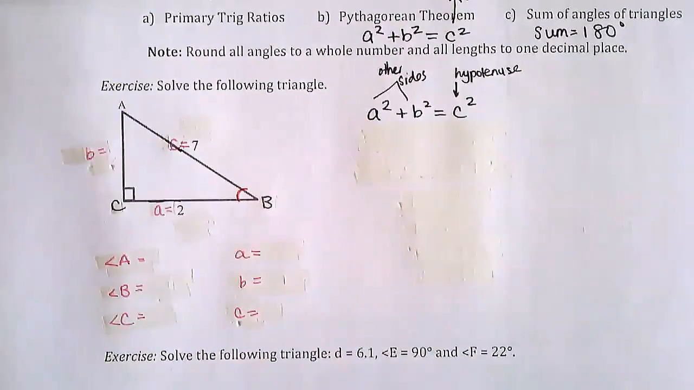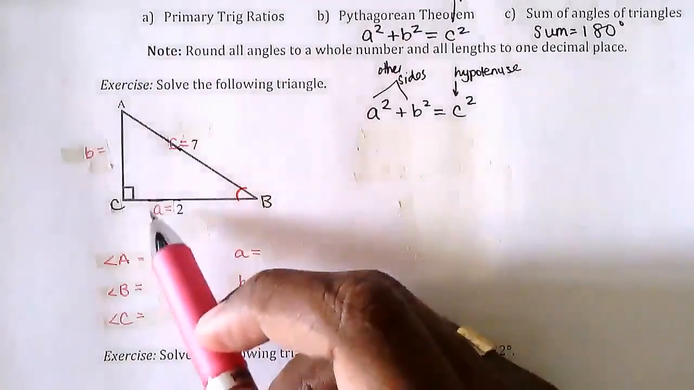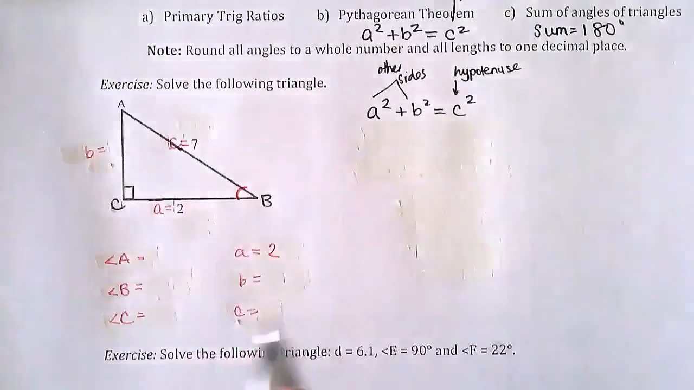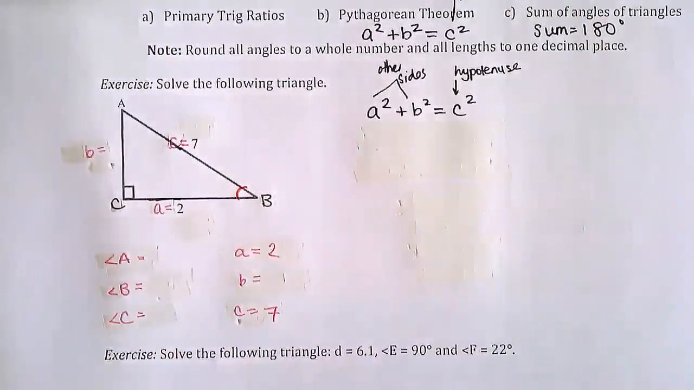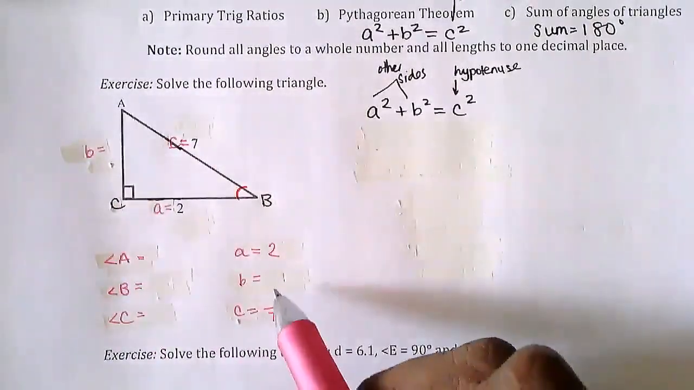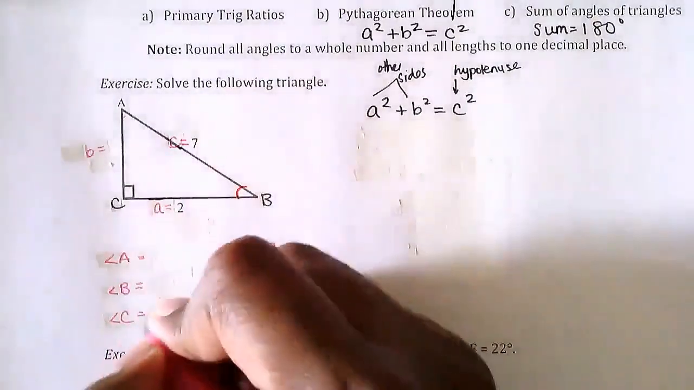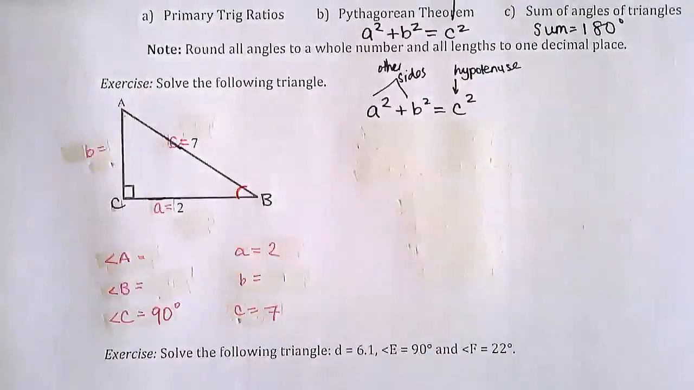What I do now is I plug in the information that I already have. Here, I know lowercase a is 2. I know lowercase c is 7. I don't know lowercase b. I don't know angle A or angle B, but I know angle C is 90 degrees. So I've been given 3 of the 6 pieces of information that I need. What I need to do is now solve for the other 3 pieces of information.